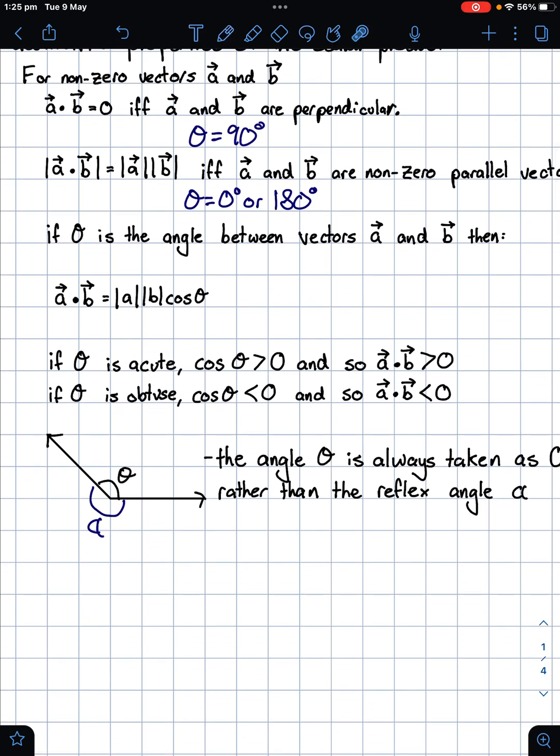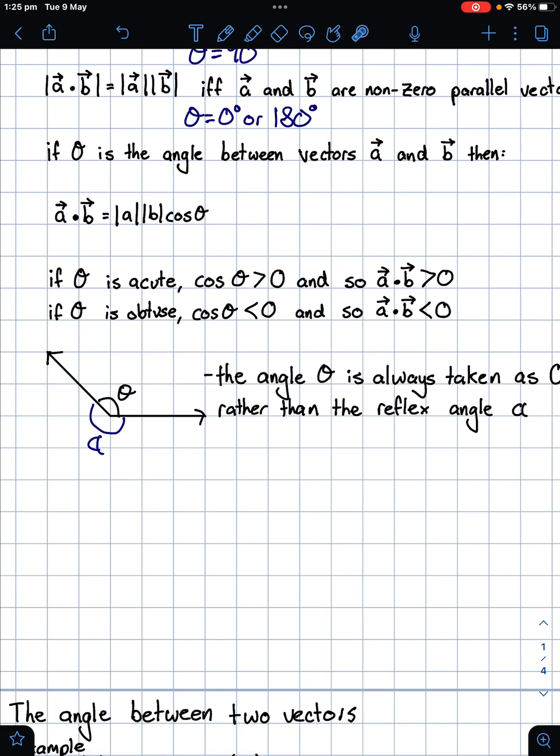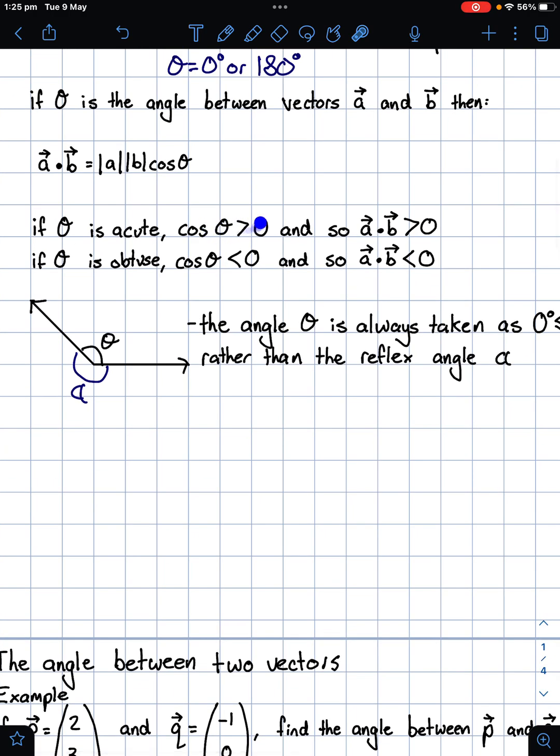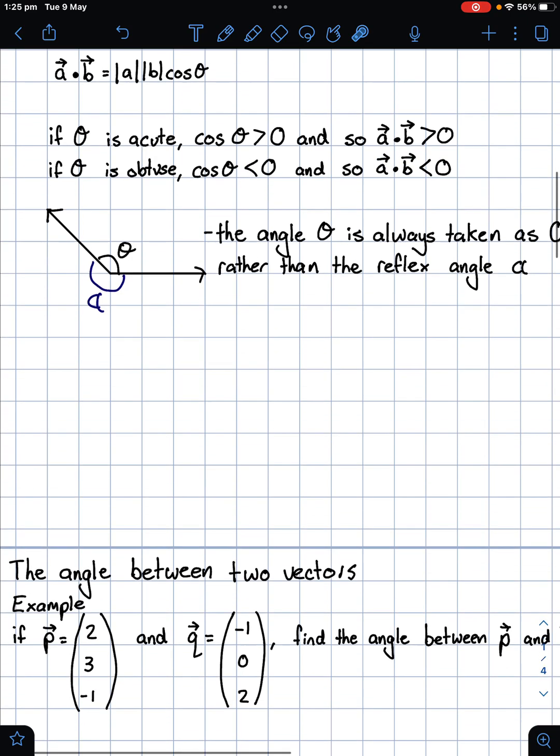Now, next bit here, this is our formula again. If theta is acute, then our cosine theta is going to be greater than 0. Okay, so we're looking at these two things here, these lengths, they're going to be positive. So if we just do the dot product and we get a positive value here, it means that theta is between 0 and 90 degrees. Here, if theta is obtuse, the dot product here is going to be a negative value.